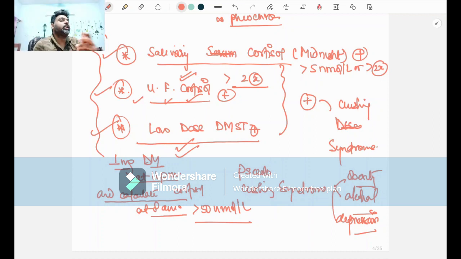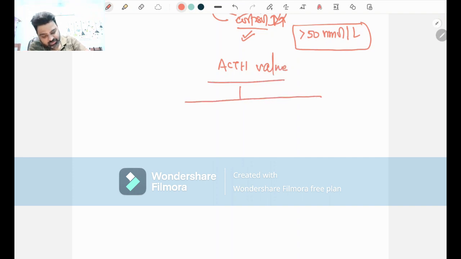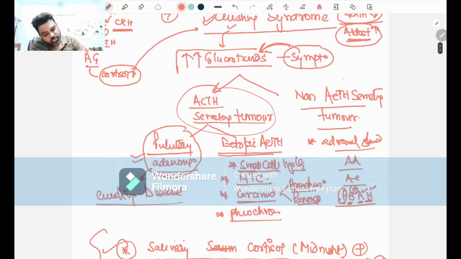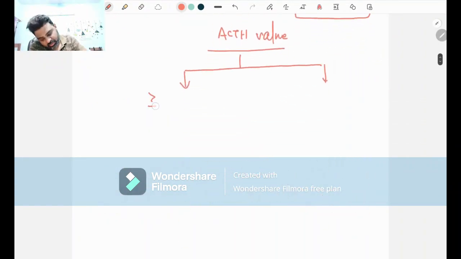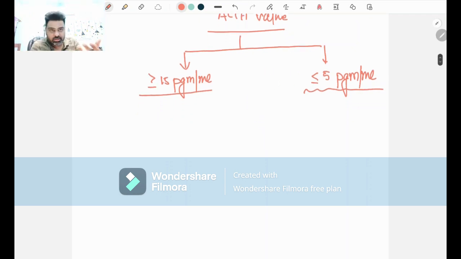Now we have to localize. For that, we will do the ACTH value. As we have seen, we can divide Cushing syndrome into ACTH secreting tumor and non-ACTH secreting tumor, so it can be divided into 2 by ACTH value. ACTH value can be more than or equal to 15 picogram per ml, or it can be less than or equal to 5 picogram per ml. If it is more than 50 picogram per ml, that means it is an ACTH secreting tumor, high chances. So it can be from the pituitary or it can be from an ectopic source.